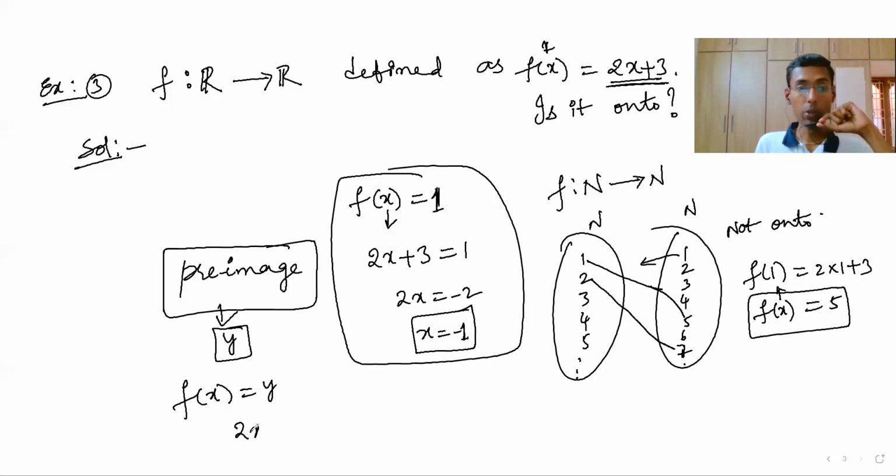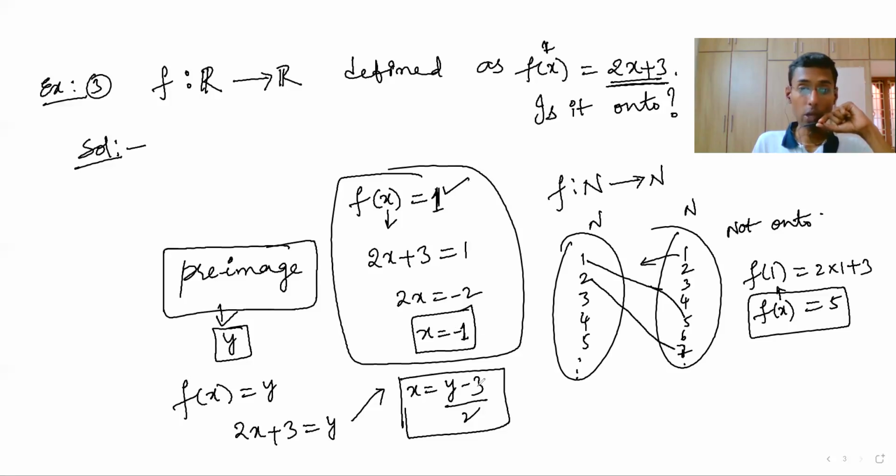So now 2x plus 3 is equal to y. That implies x equals (y minus 3) by 2. You understand it properly? Now if you want the pre-image of 1, put 1 in place of y, then (1 minus 3) by 2 is minus 1. I generalized. This is the pre-image.